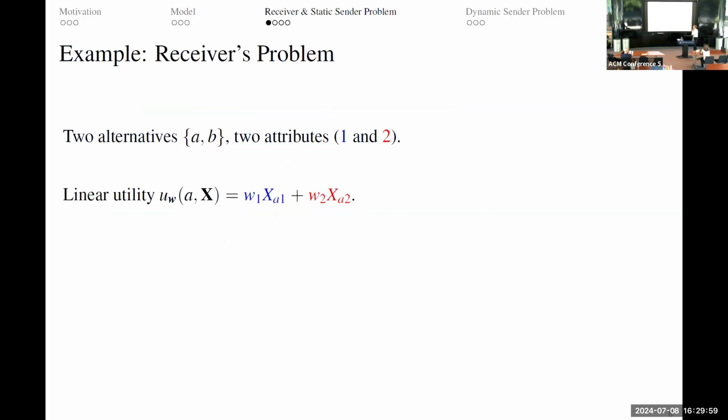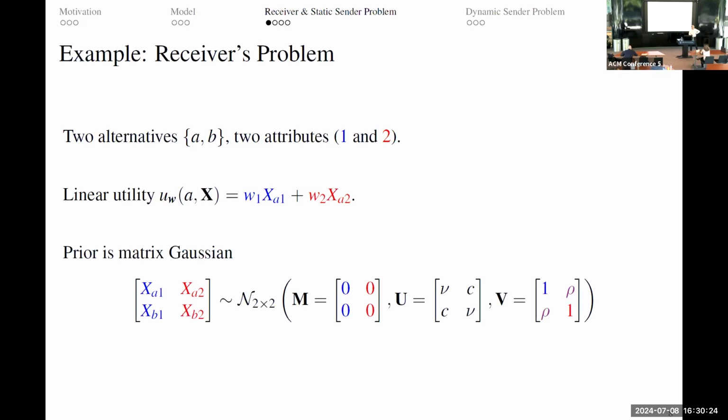So before we get to the part that will interest you most, I think the dynamic part, we need to solve the receiver problem. And I will just build a little bit of intuition by walking you through a trivial example, which features 2 alternatives and 2 attributes, a red and a blue one. And we'll assume for simplicity that the receiver has linear preferences over those. So utility is simply a weighted sum over those attributes.